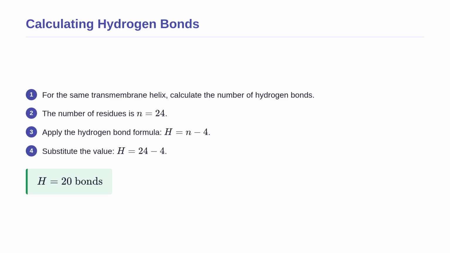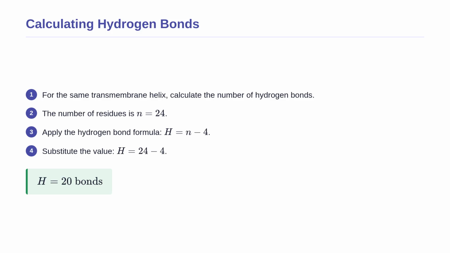Before we move on to larger structures, let us see this bonding formula in action with our previous example. We are looking at the same transmembrane alpha helix, which we know has 24 amino acid residues. We want to determine the total number of hydrogen bonds stabilizing it.